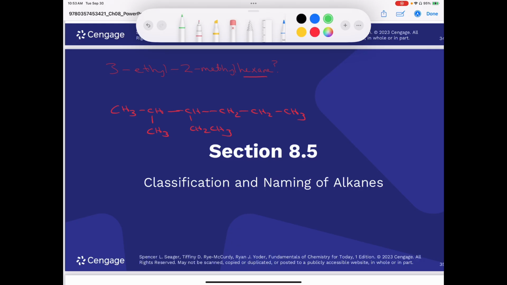Remember, the ethyl comes first because it starts with the letter E, and methyl starts with the letter M. So we alphabetize, right, going from A to Z.